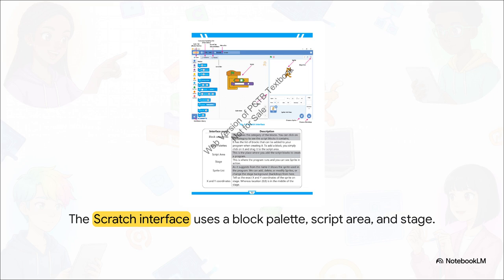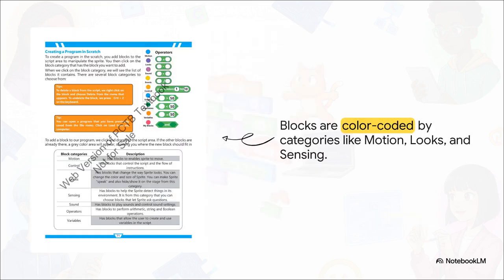Over on the left, you've got your block categories. In the middle, you have the script area. That's your workspace for building logic. And on the right is the stage, where your code actually manipulates the characters, which Scratch calls sprites, just like that little orange cat you see right there. So instead of memorizing text commands, you're just snapping together intuitive puzzle blocks, and they're all color-coded by category.